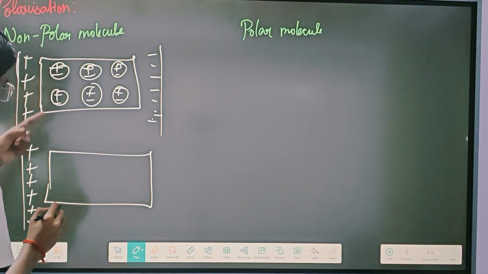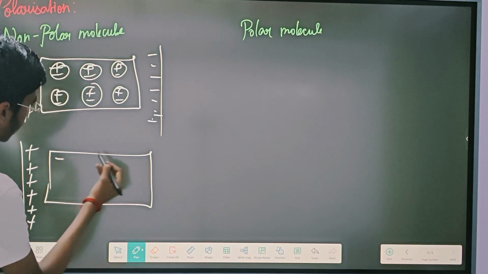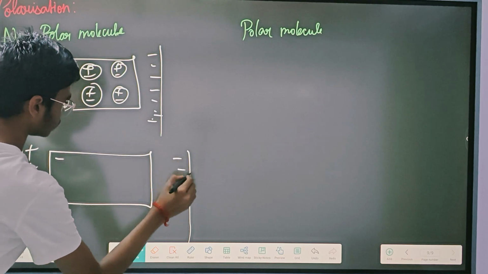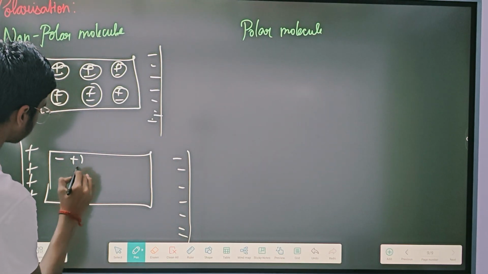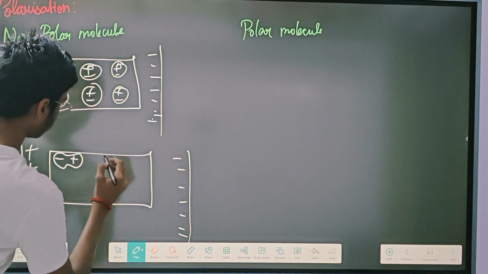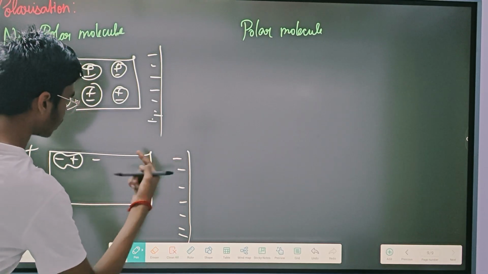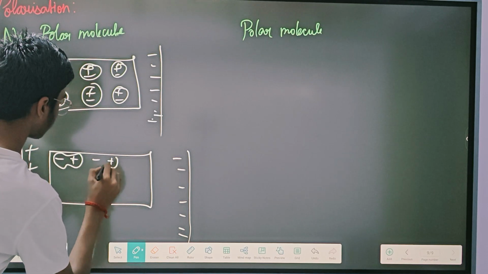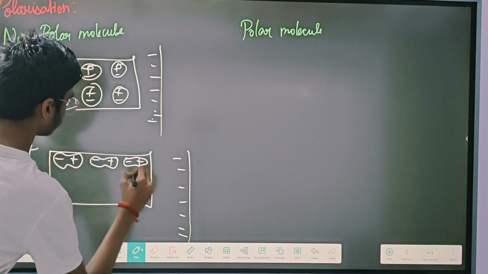the negative part of this non-polar molecule will automatically be attracted. Here it is negative, that means the positive part of this molecule will be attracted. Like this will be. Here also same. It is plus here, so the negative part will be attracted. Here it is negative, so the positive part will be attracted. Negative, positive.